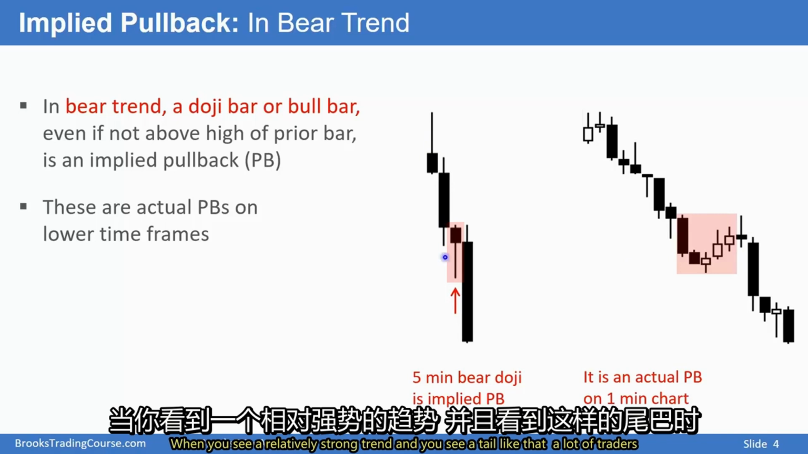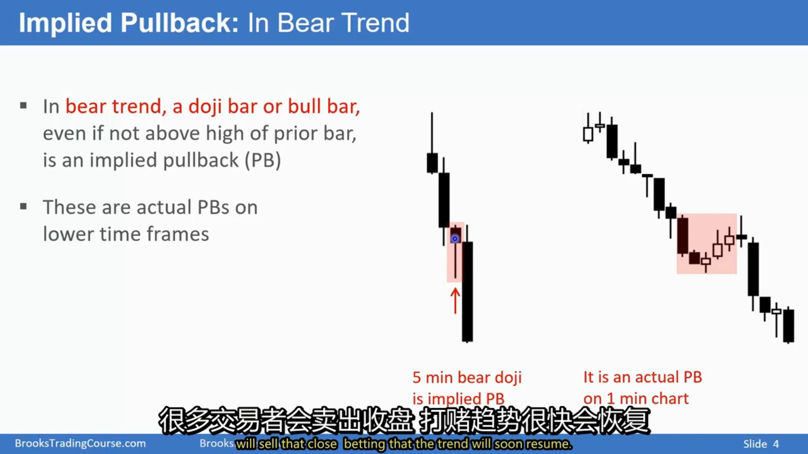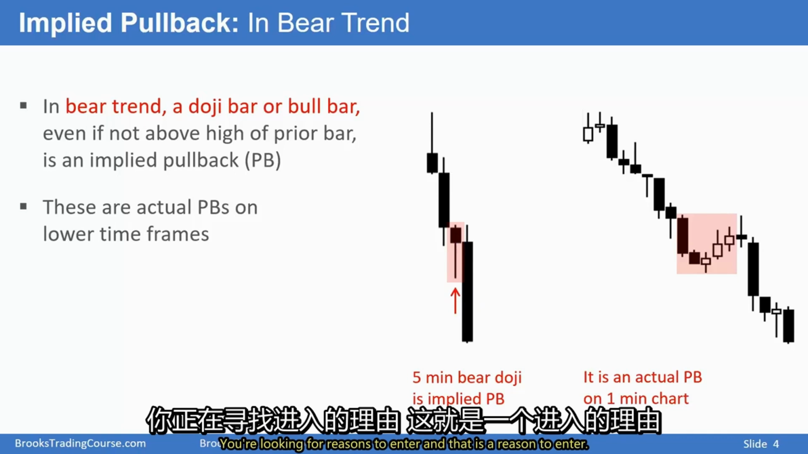When you see a relatively strong trend and you see a tail like that, a lot of traders will sell that close, betting that the trend will soon resume. You're looking for reasons to enter, and that is a reason to enter.